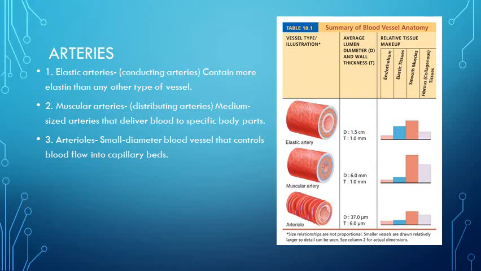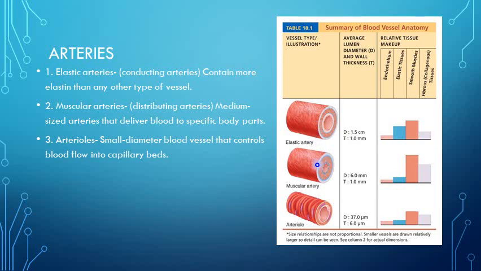There are three types of arteries: elastic, muscular, and arterioles. Elastic arteries are also known as conducting arteries because their large lumen make them low resistance pathways that conduct blood from the heart to medium-sized arteries. They contain more elastin than any other type of vessel and are closest to the heart. For example, the aorta is an elastic artery.